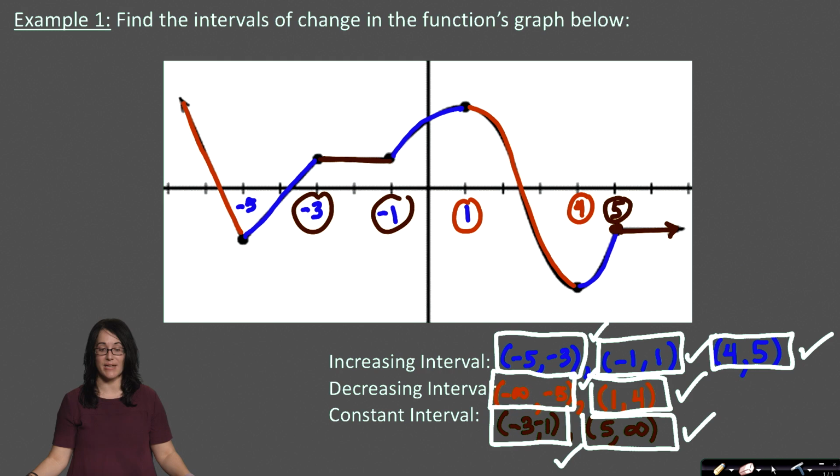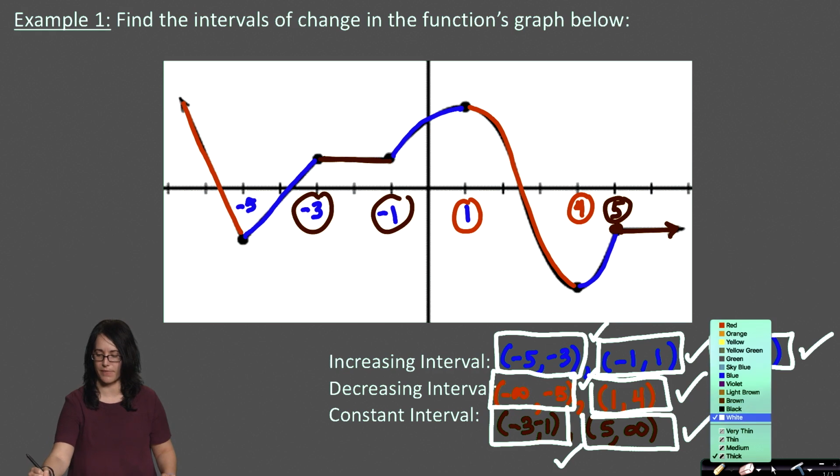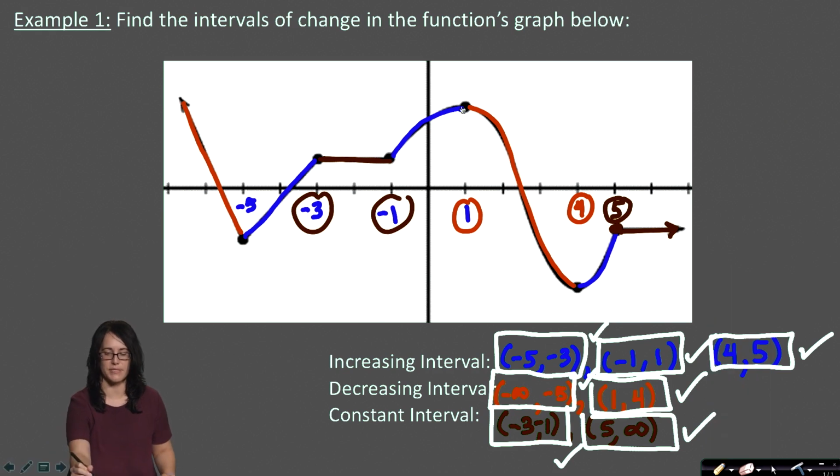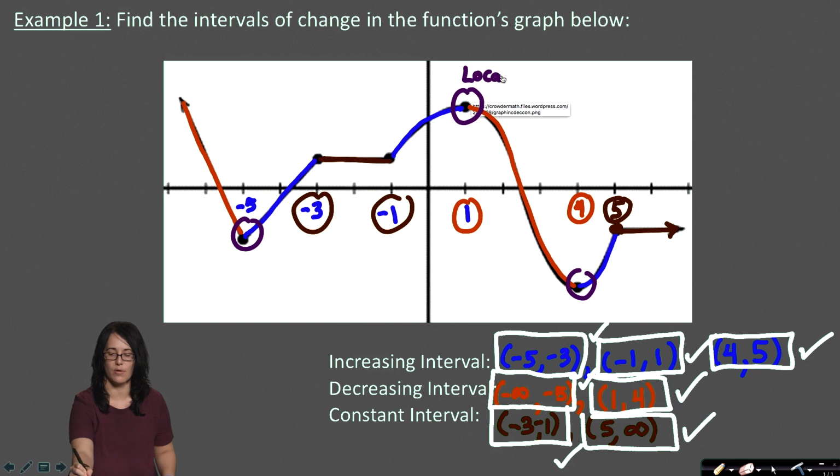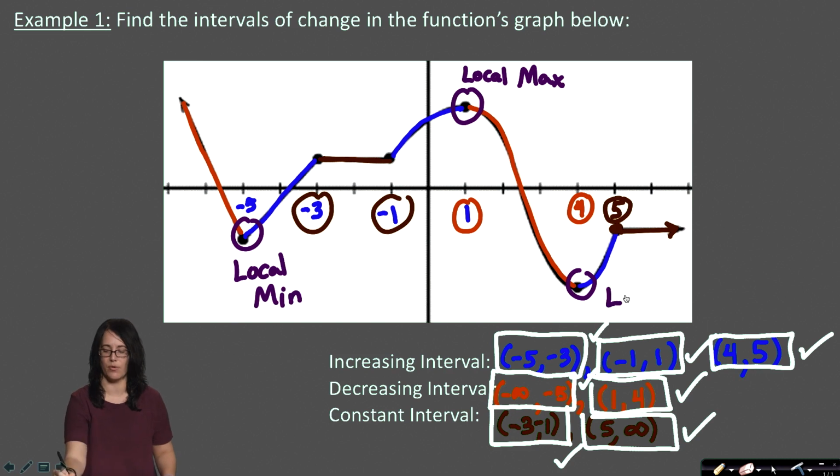All right, so we've done some intervals of change problems. The next thing we're going to do is describe what's happening at these points. Let me find another color for you. At these points here, at this peak, at this valley, and at this valley, we have a special name for those points. This will be called a local maximum. This will be called a local minimum, and another local minimum.